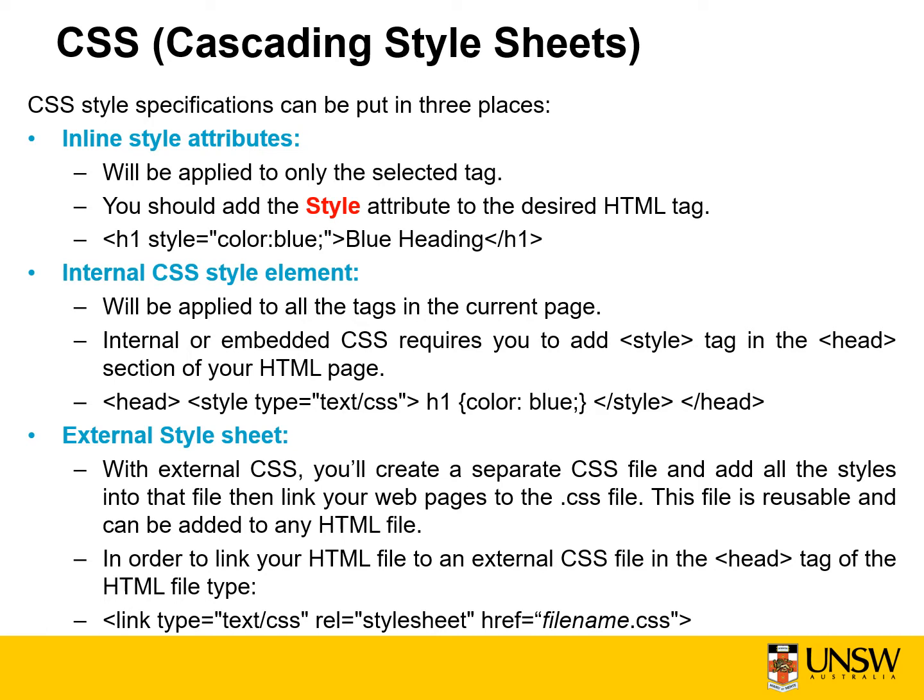And finally, external style sheet is used to define a style for many HTML pages. With the use of an external style sheet, you can change the look of an entire website by only changing one CSS file. In order to use an external style sheet, first a style sheet file should be created and saved as a CSS file. Then you should add a link to it in the head section of the HTML page.